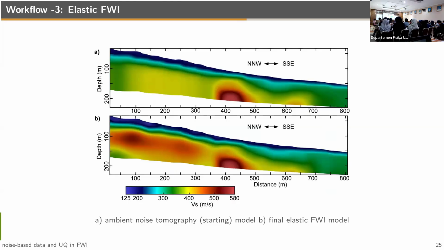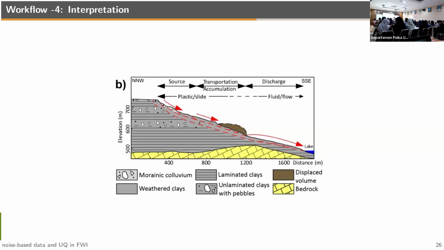And in fact, this higher velocity zone matches very well the dynamic of the landslide, which is observed on the surface. Basically, on this landslide, there is on the top part some plastic slide of material, which then accumulates in the middle. And after some accumulation, there is some triggering of movement, which is more fluid-based motion that goes towards the lake.